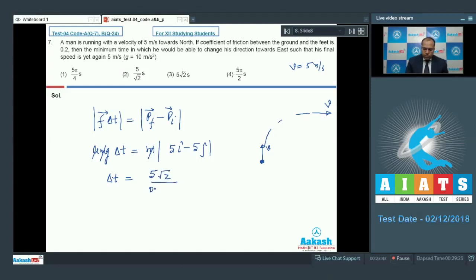The value of mu is 0.2, and the value of g is 10. So it comes out to be 5 by root 2 seconds. So option 2 is the correct answer. The correct answer for question number 7 is option 2. Let's move to question number 8.